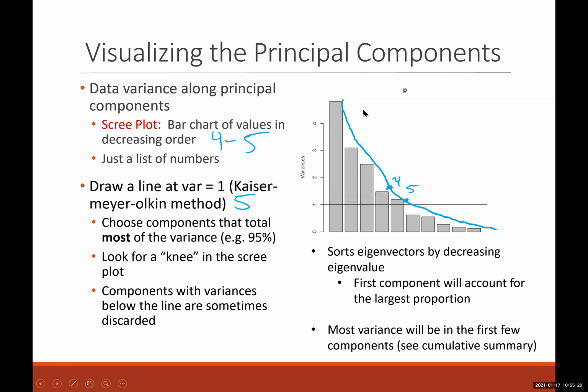As I mentioned previously, these are sorted by the eigenvalues, and so go in decreasing order, with the first component always having the most variance or largest eigenvalue, and then decreasing from there.